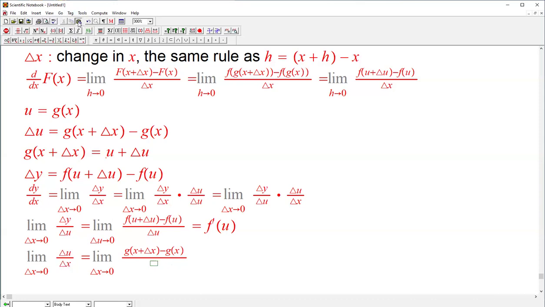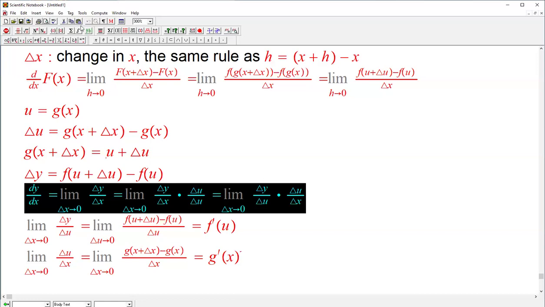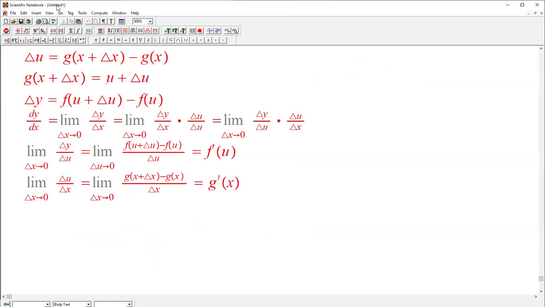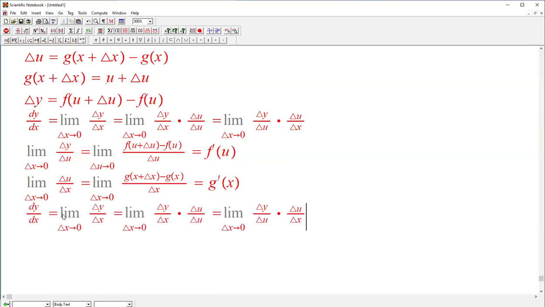And what is this? This is a derivative of g of x. So now, this piece's individual limit exists, and this piece's individual limit exists. So for the whole of it, we can apply the limit law. In this limit law, we can do the following.